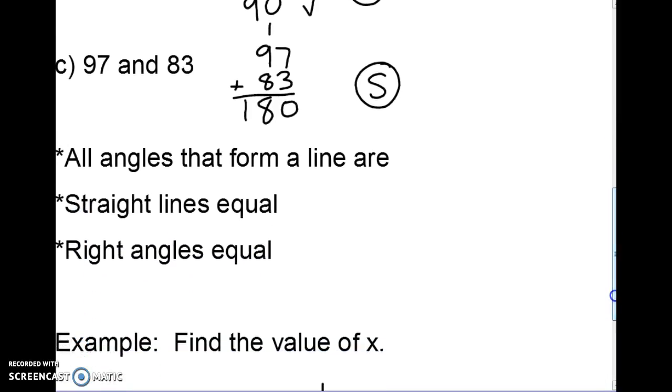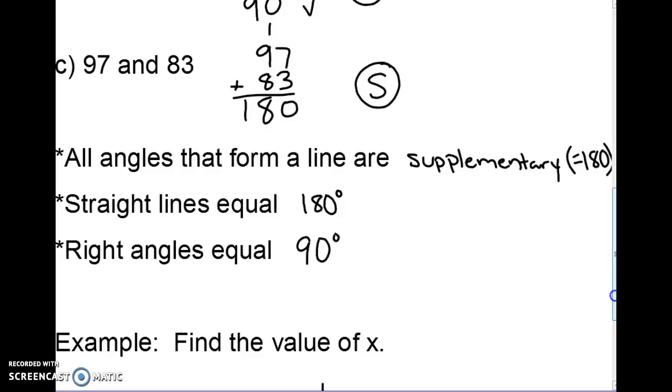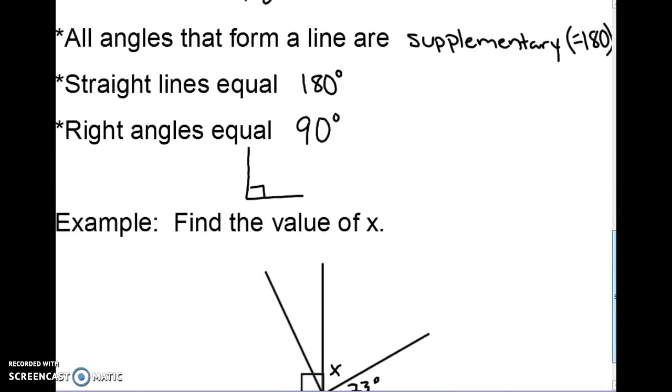All angles that form a line are supplementary, meaning they equal 180 degrees. Straight lines equal 180 degrees. Right angles equal 90 degrees. And a right angle will look something like this, and usually they give you a box in the corner to tell you that it is a 90-degree angle.